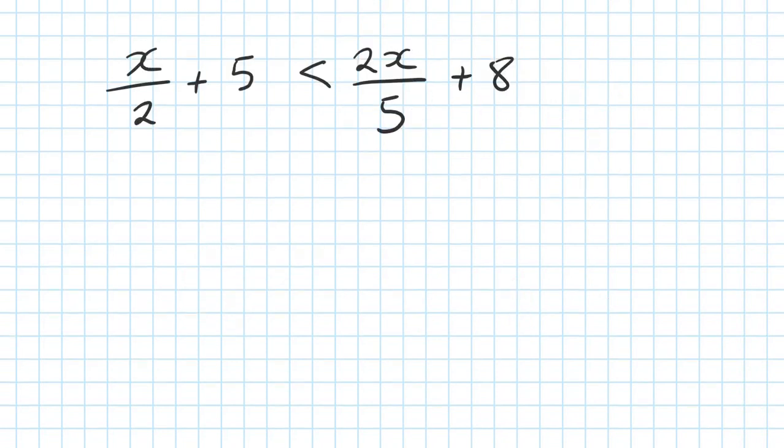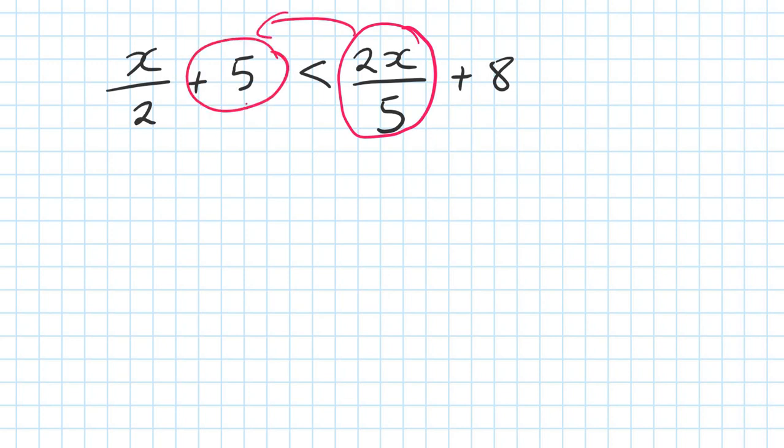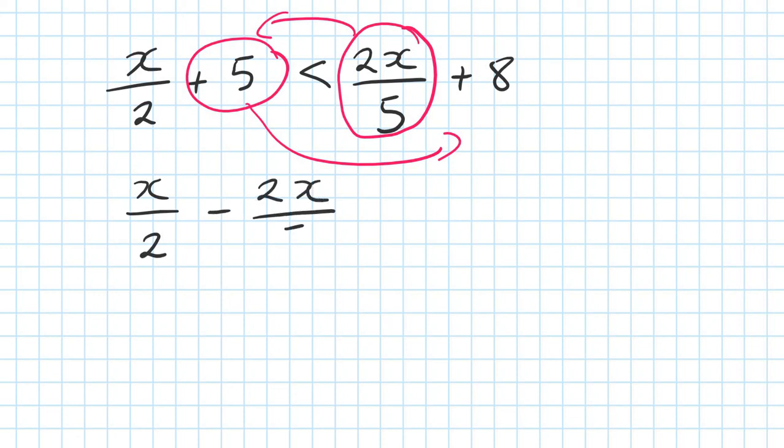Now to solve these questions, first of all, I'm going to move this term on this side first, and then the 5 I move on this side, so we can collect like terms. So this means that x over 2 minus 2x over 5 is less than 8 minus 5.